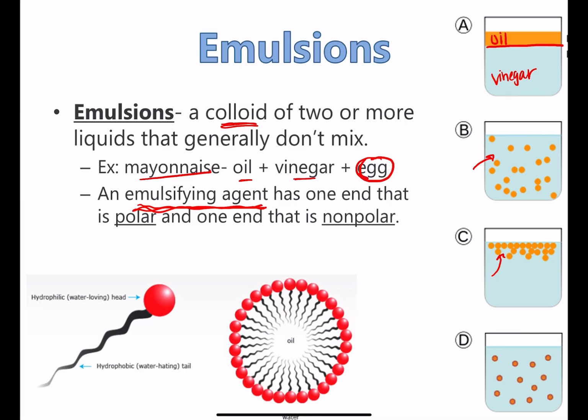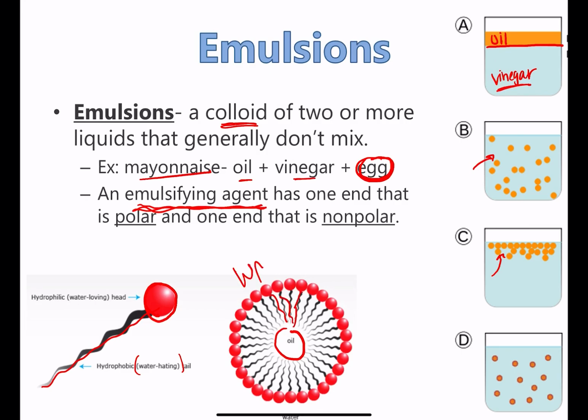But if you add that egg, if you add that emulsifying agent, what's unique about it is it has one end that's polar and one end that's non-polar, okay? This polar end likes the water, okay? The polar end likes the vinegar, so to speak. The non-polar end hates the vinegar. It likes the oil, okay? We use these terms hydrophilic, meaning water loving, and hydrophobic, meaning water hating. And so the oil is going to go in the middle by these hydrophobic tails.